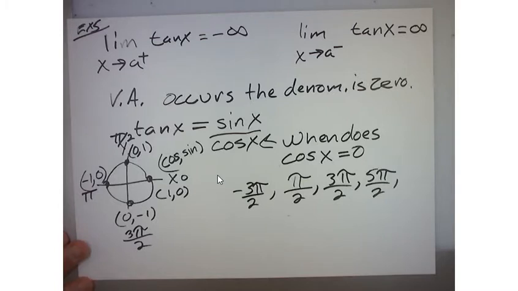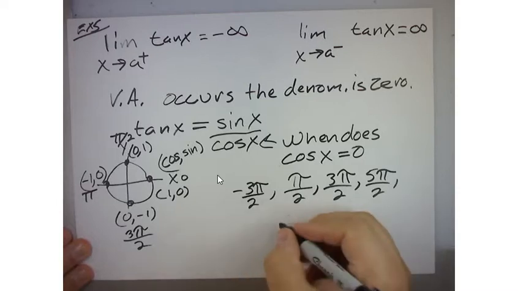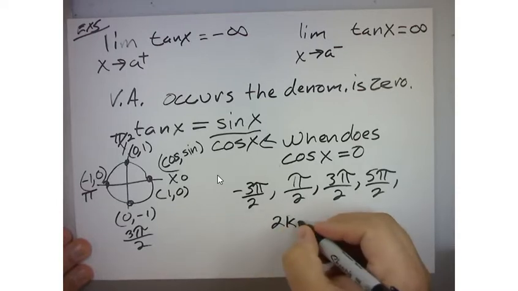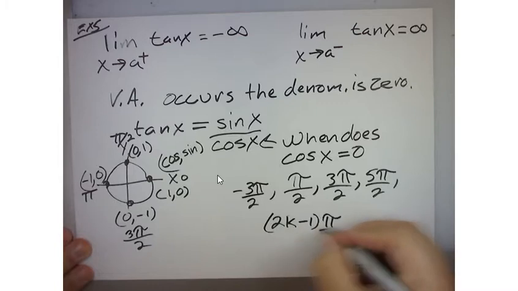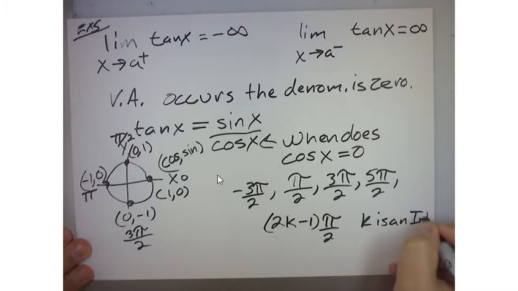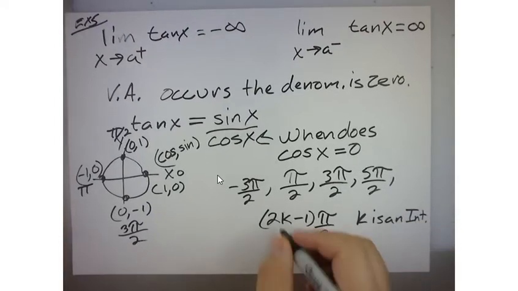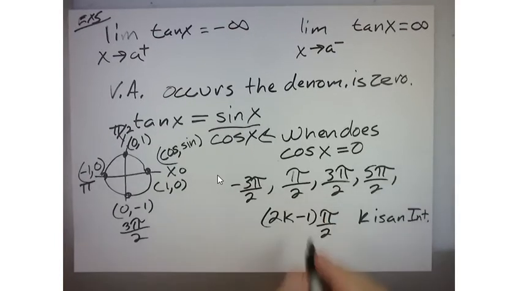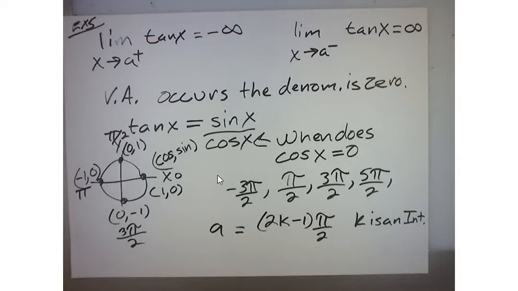What do we call these? Odd numbers, right? So could we say 2k minus 1 times pi over 2, where k is an integer? Because if I plugged in negative 1, I get negative 2 minus 1, which is negative 3 times pi over 2. That's it. Where do you get the k from? That's the formula for an odd number.